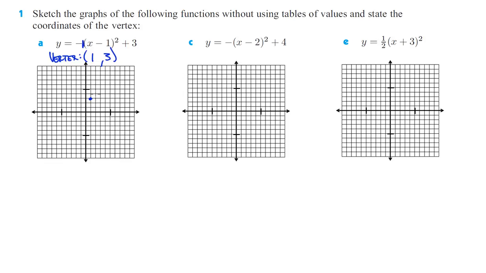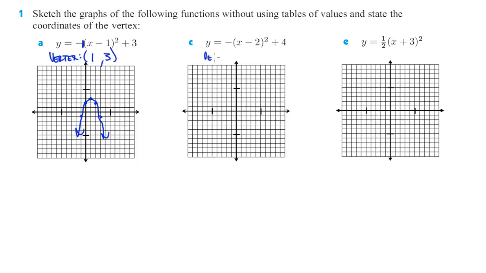So instead of going up 1 over 1, we're actually going to go negative 1. We're going to go down 1 over 1. So we go down 1 over 1, down 1 over 1, and then we go down 3 more over 1, down 3 more over 1, and then our parabola looks something like that. Okay, so the negative just flips it over. It opens down instead of opening up.